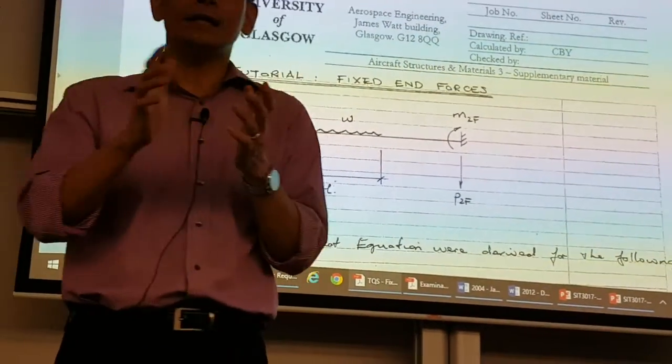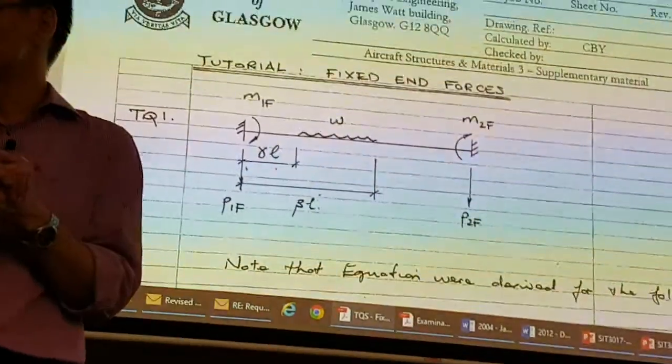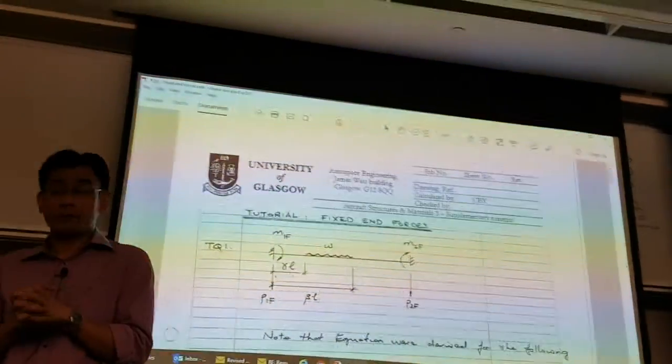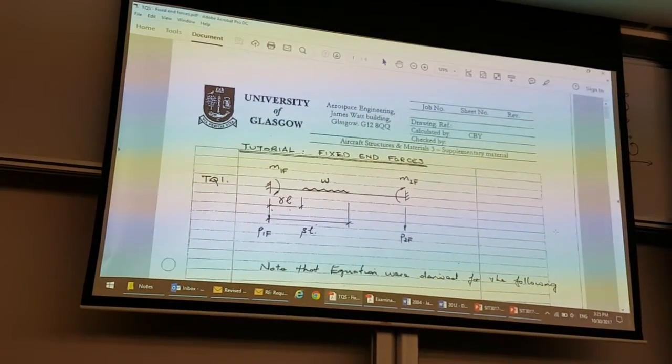Forces. Alright, and after that, I would actually go through some of the exam questions on static analysis questions or cases.